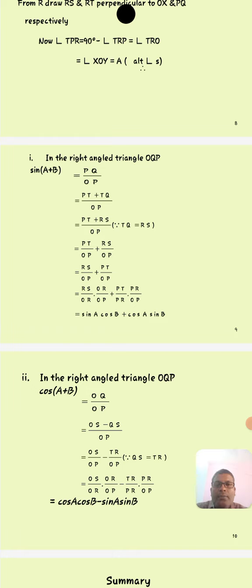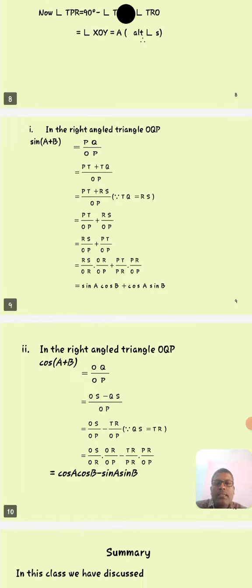What is RS by OR? That is sin A. What is OR by OP? Cos B. What is PT by PR? Cos A. What is PR by OP? Sin B. So we get sin A cos B plus cos A sin B. This is the proof of the sine of A plus B. The sine of A plus B formula is sin A cos B plus cos A sin B.